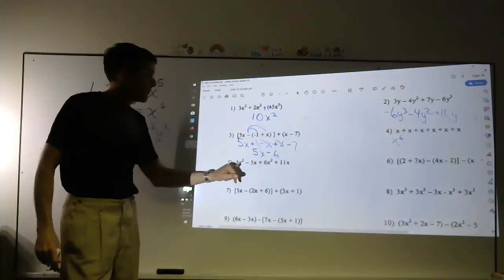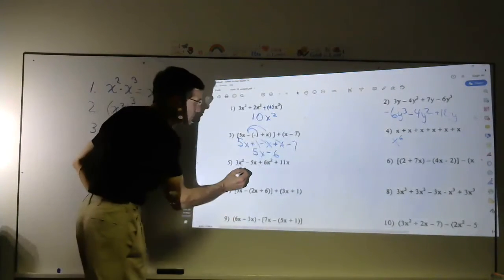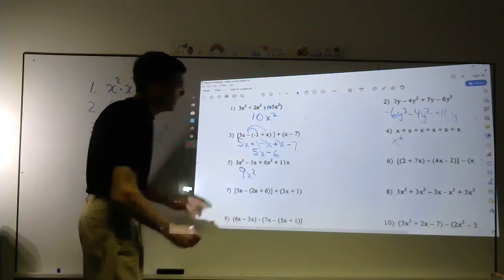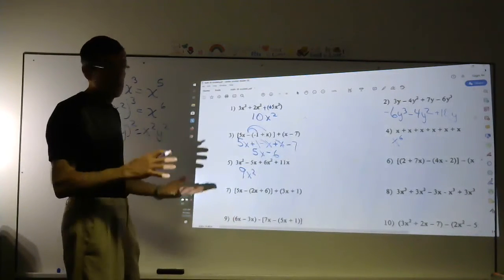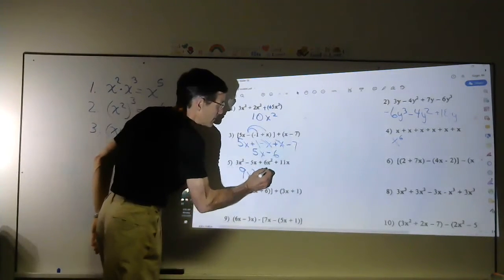Let's collect the x squareds. Would be 9x squared, yes. A negative 5x and a positive 11x. You subtract and give it the sign of the biggest. Plus 6x.